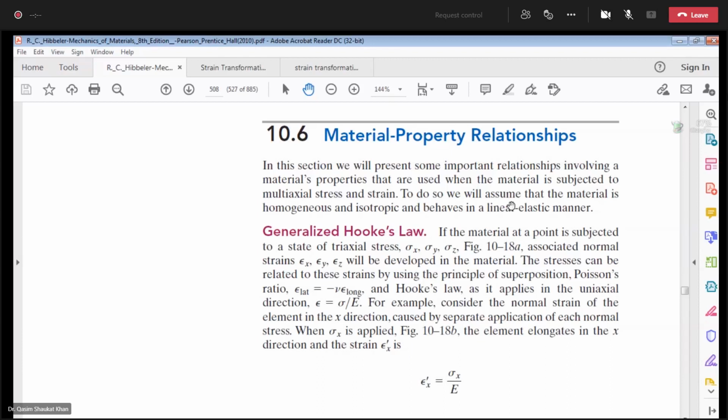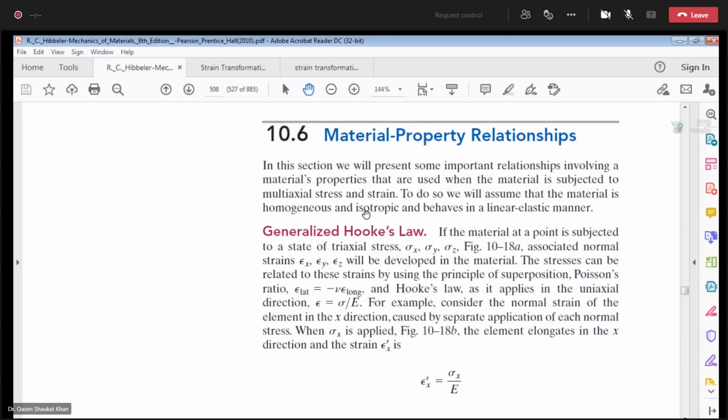When you are in the inelastic range, then when you remove the stress, the body will not come back to its original position. There will be some inbuilt inelastic deformations. Linear elastic also means that Hooke's law is applicable. Hooke's law is applicable because, in the relationships that we are going to develop, it's important to ensure that Hooke's law is applicable.